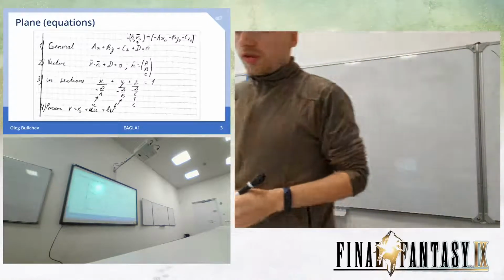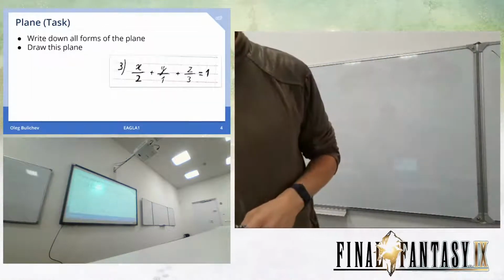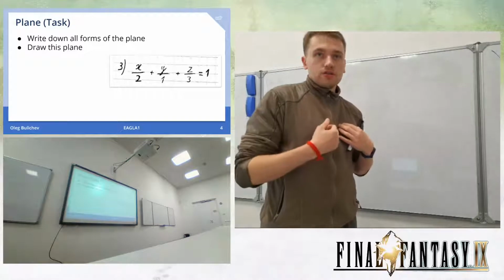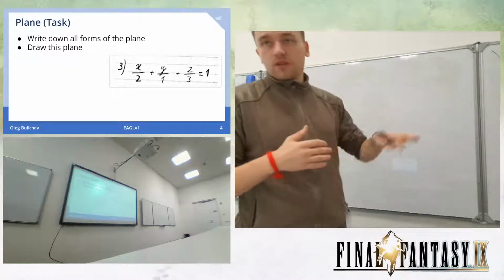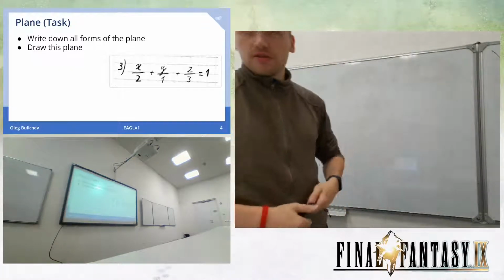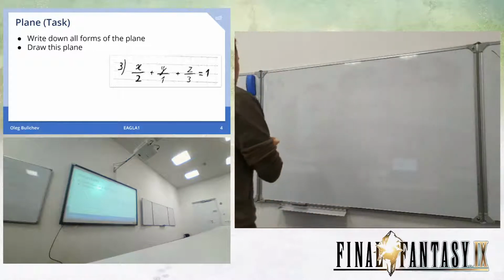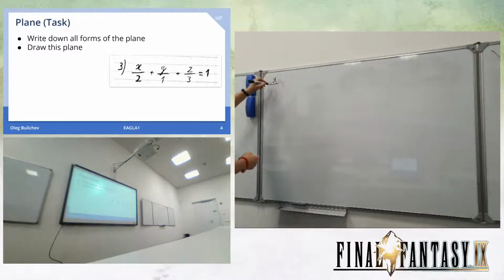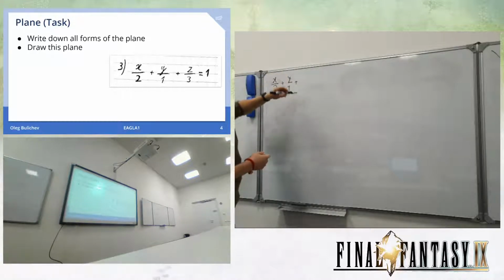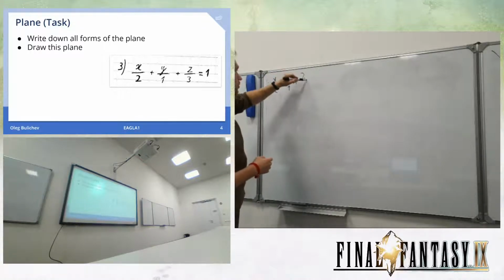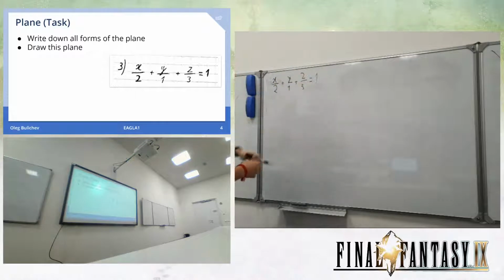Today I will solve the task. It will be my task. I will solve it on the whiteboard. Of course, I have a solution, but I will comment on it because there are some tricky details. So we have this form. We need to write down our forms and draw the plane.